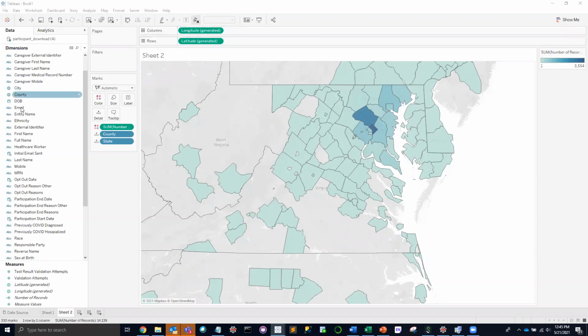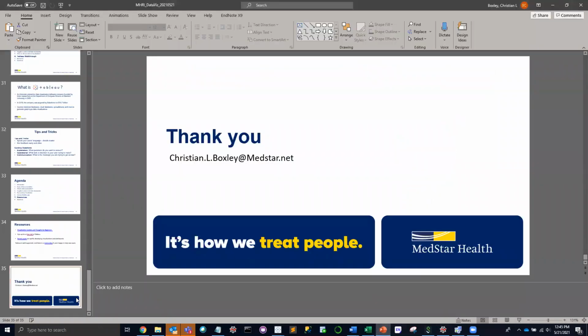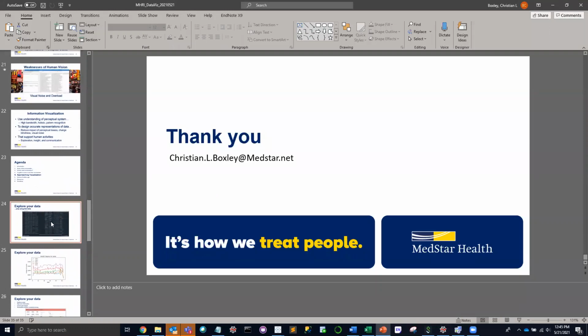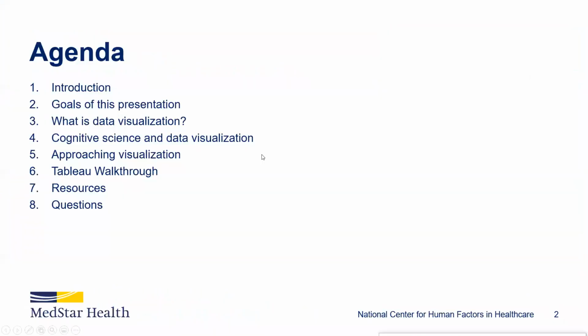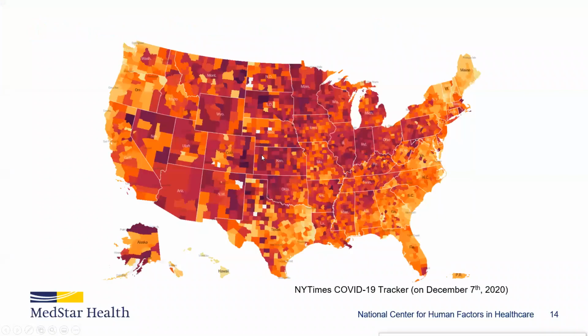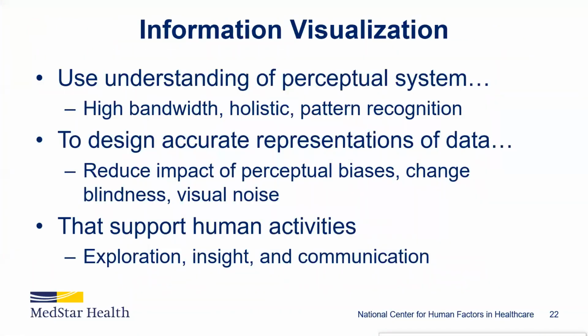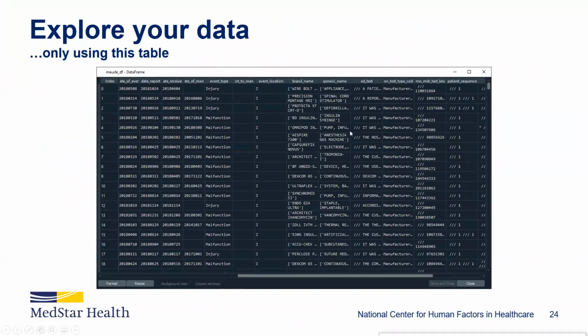Tableau works best with a very clean data sheet, and it works best with row level data. So if we go back to the public data source I shared really quickly here, let me go back here. Tableau works best with row level data like you see here. So every row has an index, and every row describes, in this case, a safety event involving a medical device.